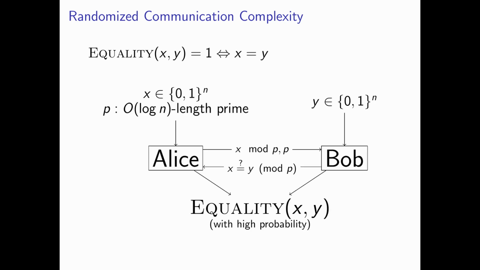We can do much better in the randomized setting. Alice can randomly sample a prime number of length logarithmic in n, and send that prime as well as her input modulo that prime. If the inputs are equal, then Bob's input modulo the prime will always be the same as Alice's. If they are not equal, then with good probability their inputs modulo the prime will be different as well.